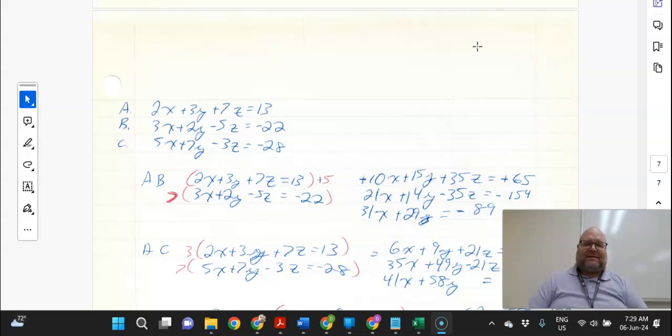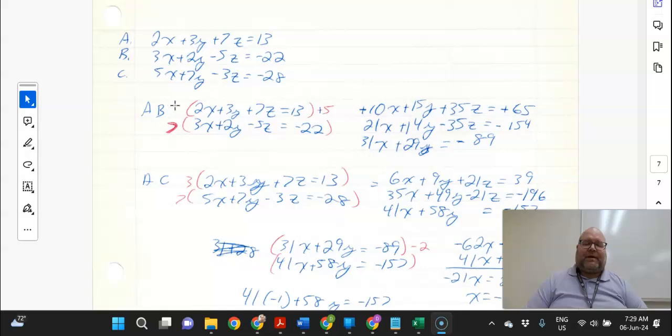And since our z variable has a positive 7, a negative 5, and a negative 3, by multiplying through by positive numbers, we can end up getting opposite coefficients. So for equation pair AB, we multiply the top equation by 5, the bottom equation by 7, and we get a new equation D, 31x plus 29y equals negative 89.